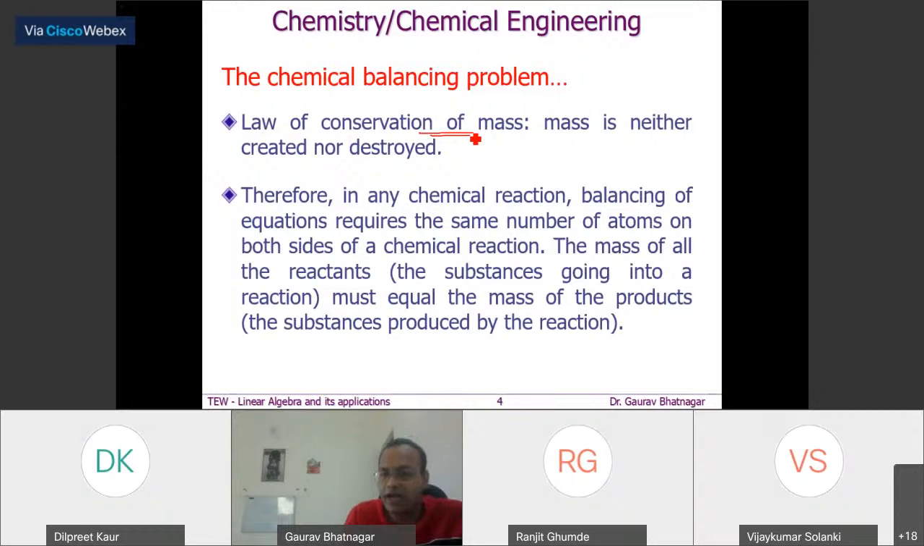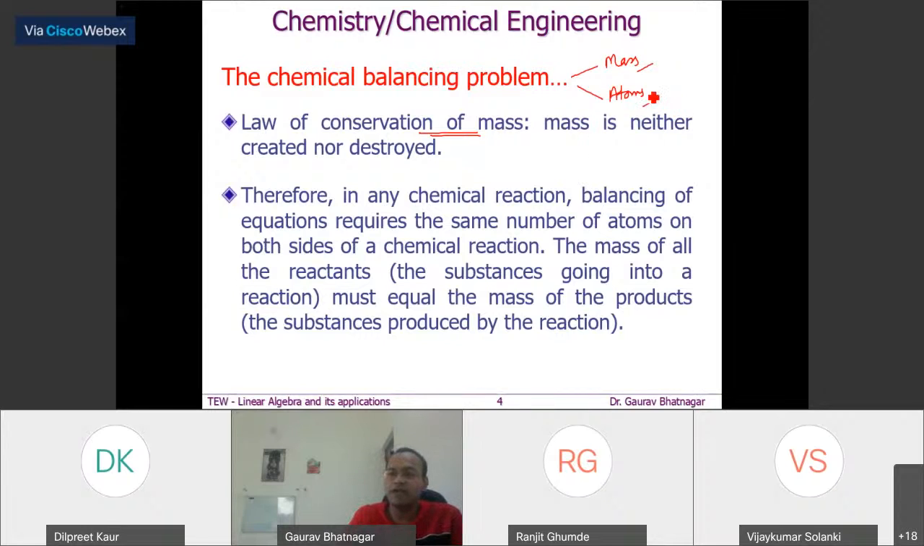Therefore, in any chemical reaction, balancing of the equation requires the same number of atoms on both sides of a chemical reaction. The mass of all the reactants, the substances going into a reaction, must equal the mass of the products, the substances produced by the reaction. So this problem has two different dimensions, where you are looking at the mass or where you are looking at the atoms. Depending on the situation or your interest in a particular problem or reaction, you may go with this direction or this direction.